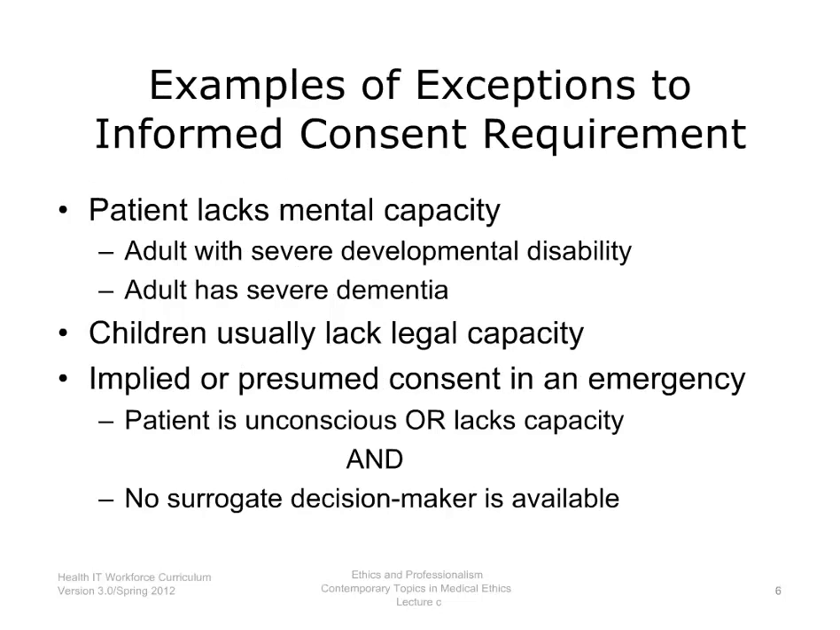If an adult does not have the ability to make informed decisions, that person is said to lack the mental capacity to give informed consent. Examples are an adult with a severe developmental disability and an adult with dementia. Typically, in these cases, another person is designated to make decisions for the patient. That person is called a surrogate decision maker.